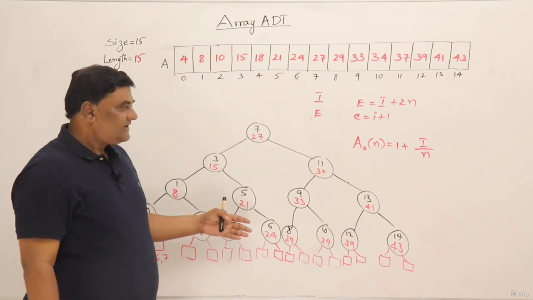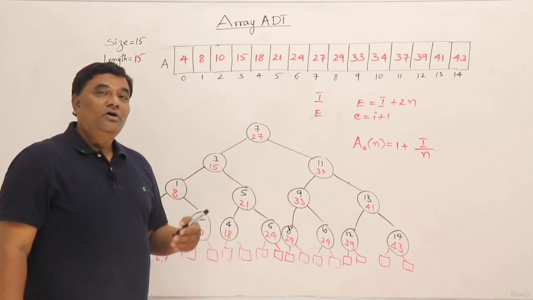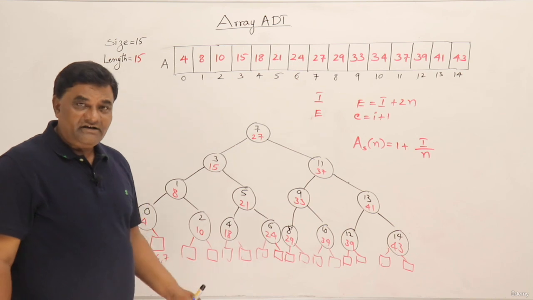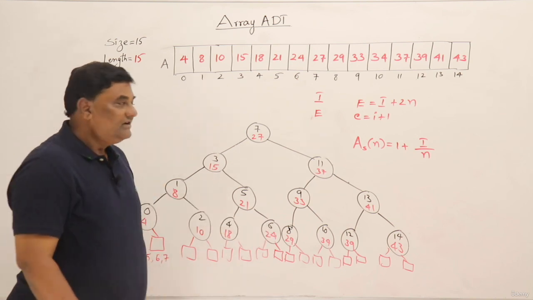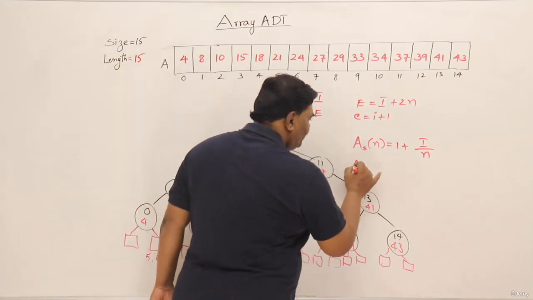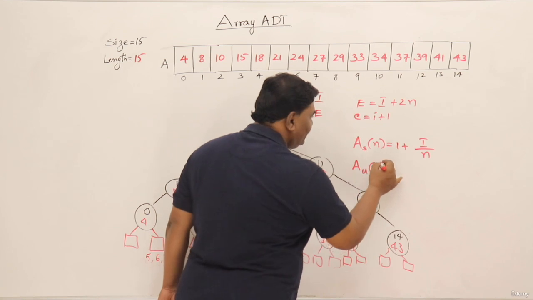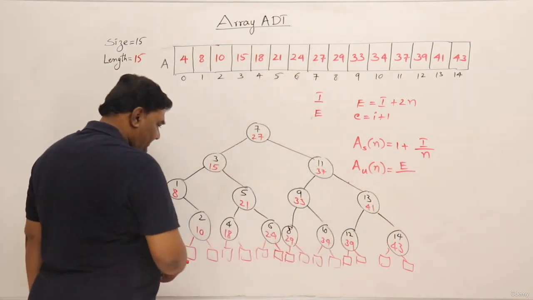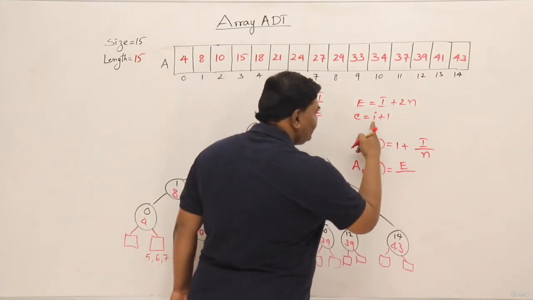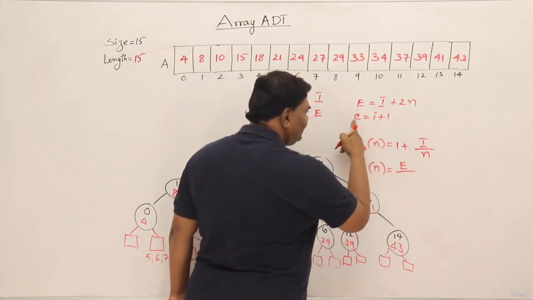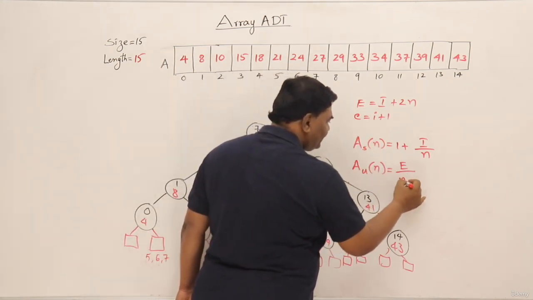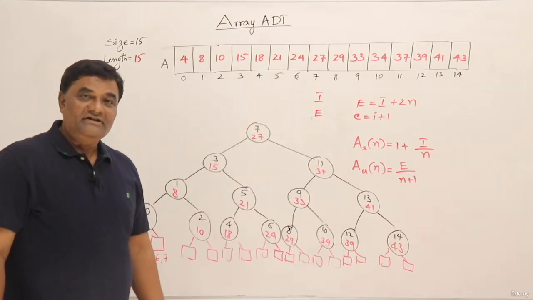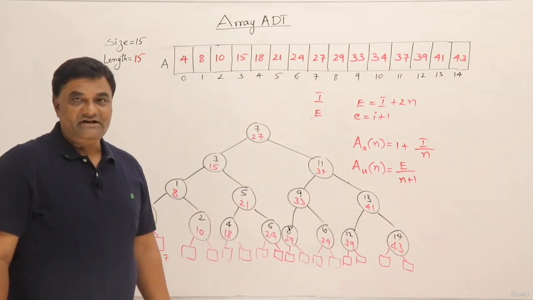Then what is the average time taken for unsuccessful search? The average time taken for unsuccessful search for n elements is E divided by the total number of nodes. We know that if n nodes are there, then external nodes will be n plus 1. So this is n plus 1. Average successful time, average unsuccessful time.